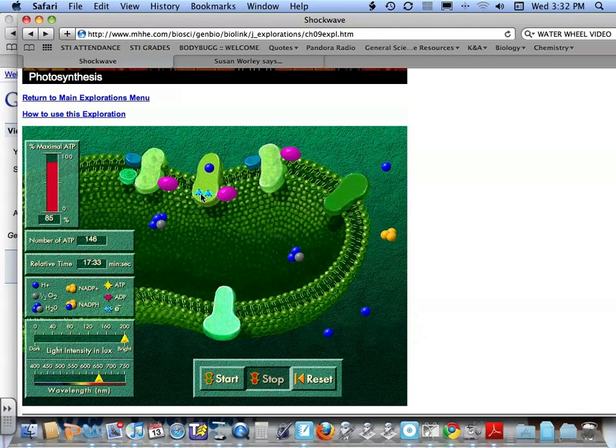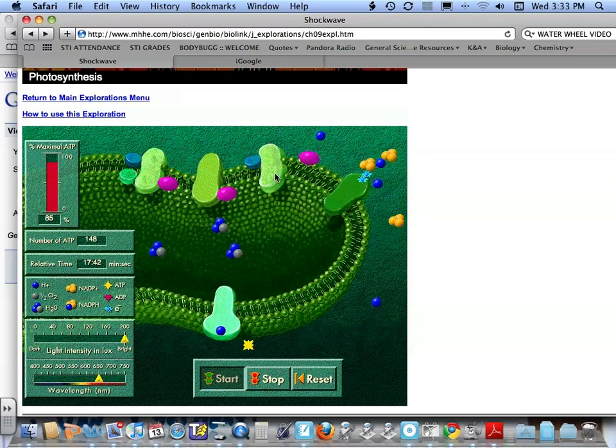So here's photosystem 1. The electrons have been excited and broken off of water, and then they move on towards photosystem 2, which is over here. So this is photosystem 2. This is an electron carrier. So I'm going to click start, and you're going to see what happens. First, photons are going to hit photosystem 1, energize the electrons, and the electrons go through the carrier protein all the way here to photosystem 1.